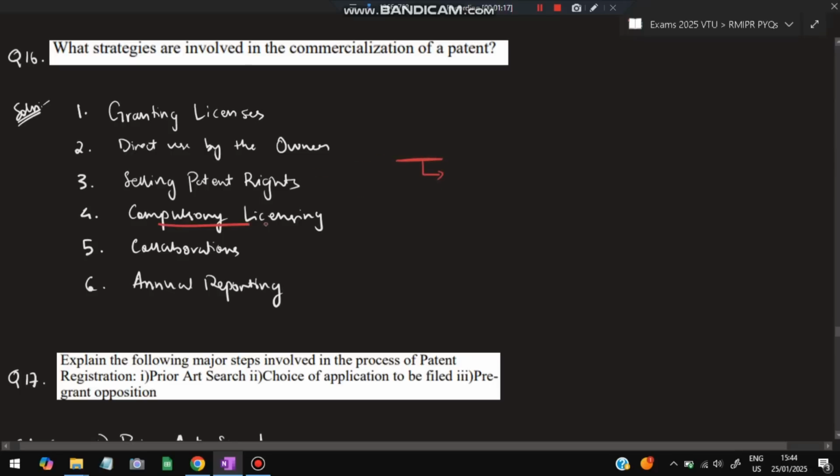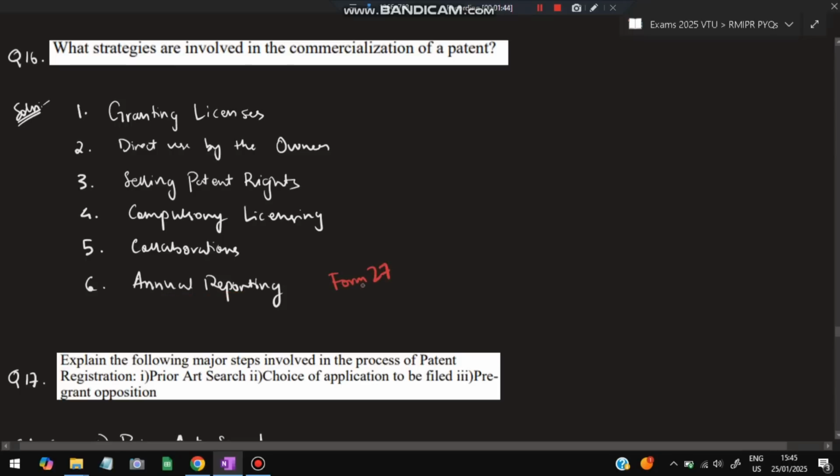The fourth one is compulsory licensing. Compulsory licensing means that if, 3 years after the patent is granted, the patent is not used, then someone else can request and use that patent. The fifth one is collaborations, collaborating with different people to make use of the patent, so by that also money can be earned. And the final one is annual reporting: how is the patent being used? The annual report, Form 27, has to be submitted.